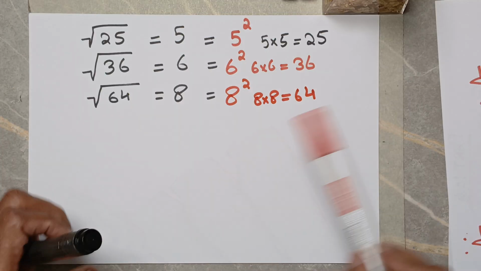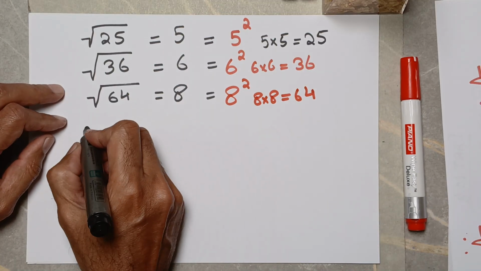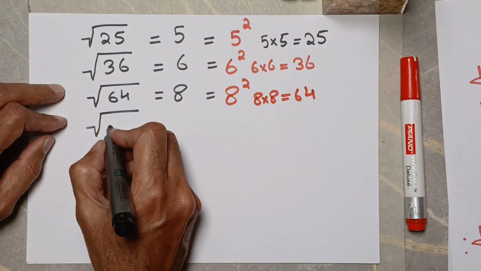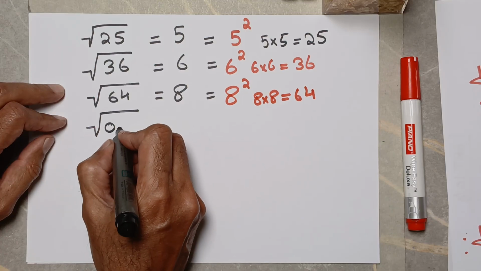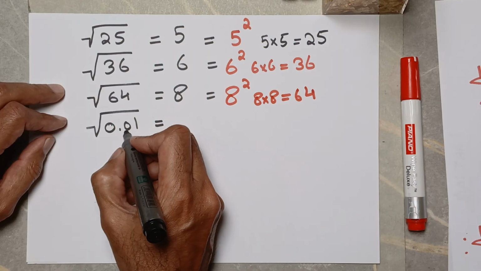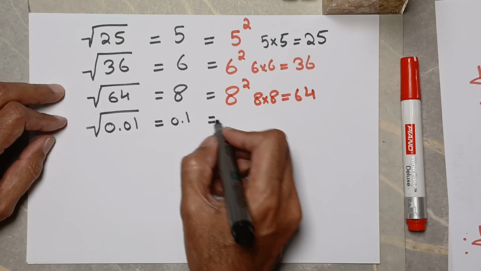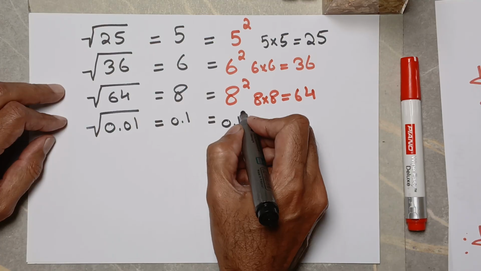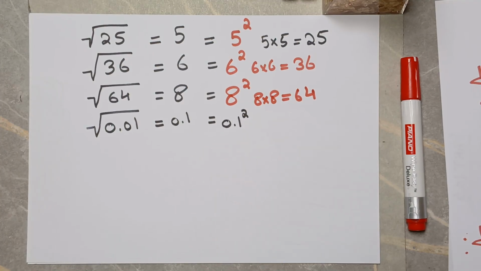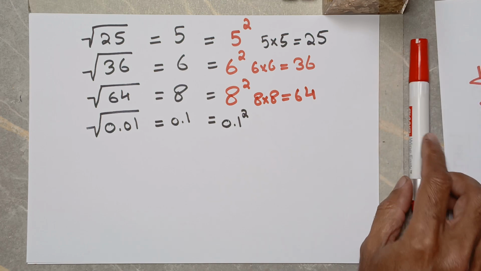Let's move on towards the cube root. Or let me take another example. Suppose that we have 0.01 over here. The square root of 0.01 will be 0.1, and it will be written as 0.1 squared. Interesting. Let's move on towards the cube roots.